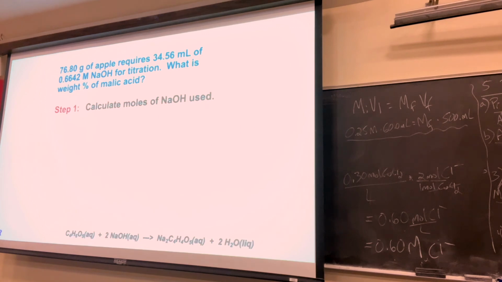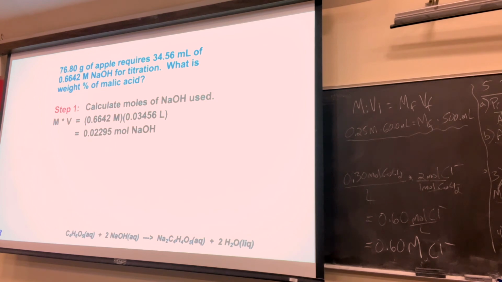Okay, so first, moles of sodium hydroxide. We'll take the concentration, 0.6642, which is moles per liter, and multiply it by the liters of the sodium hydroxide. So if you take 34.56 and divide by 1,000, 0.03456, this comes out to be 0.02295 moles of sodium hydroxide.